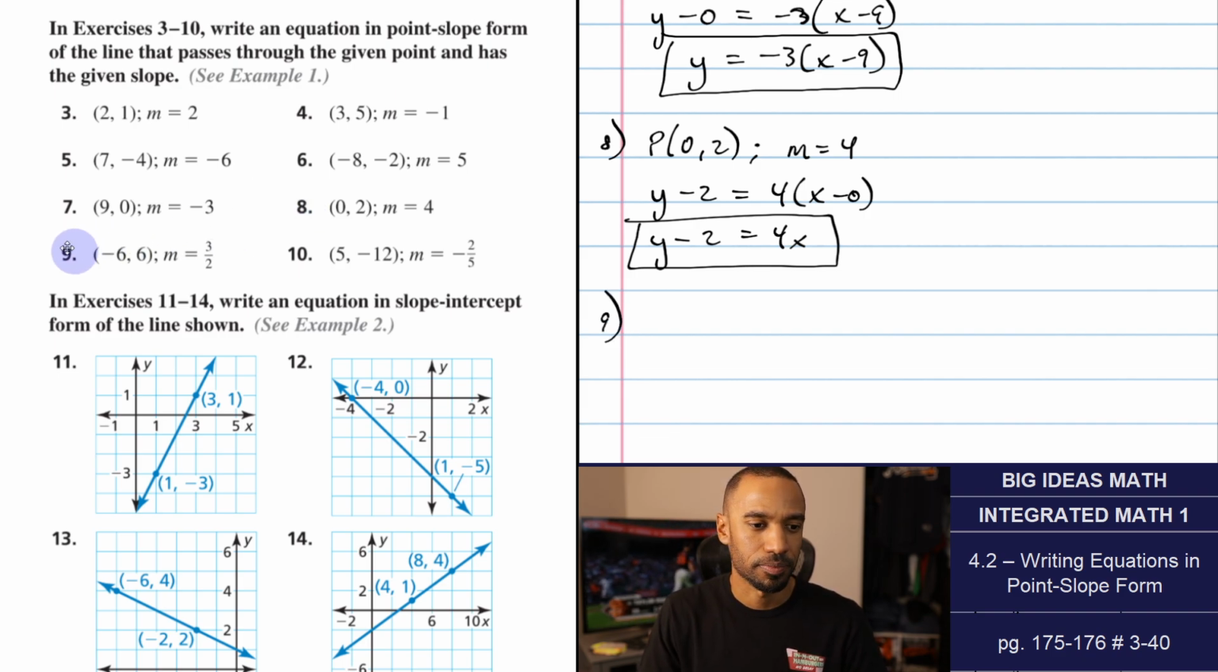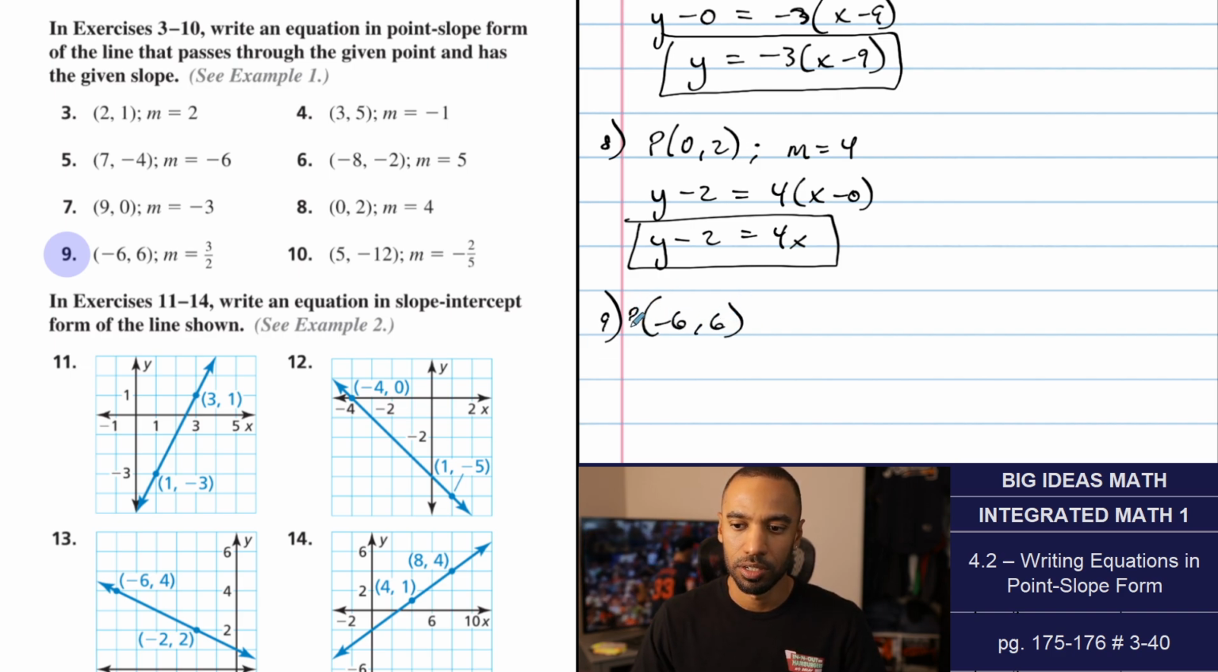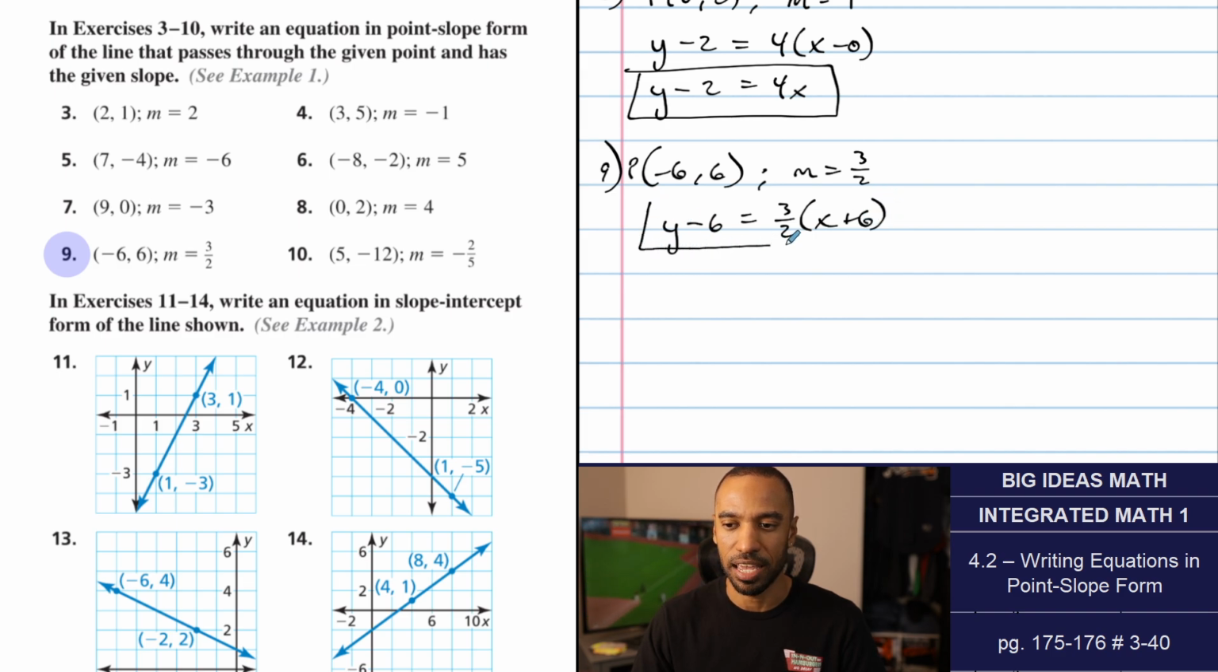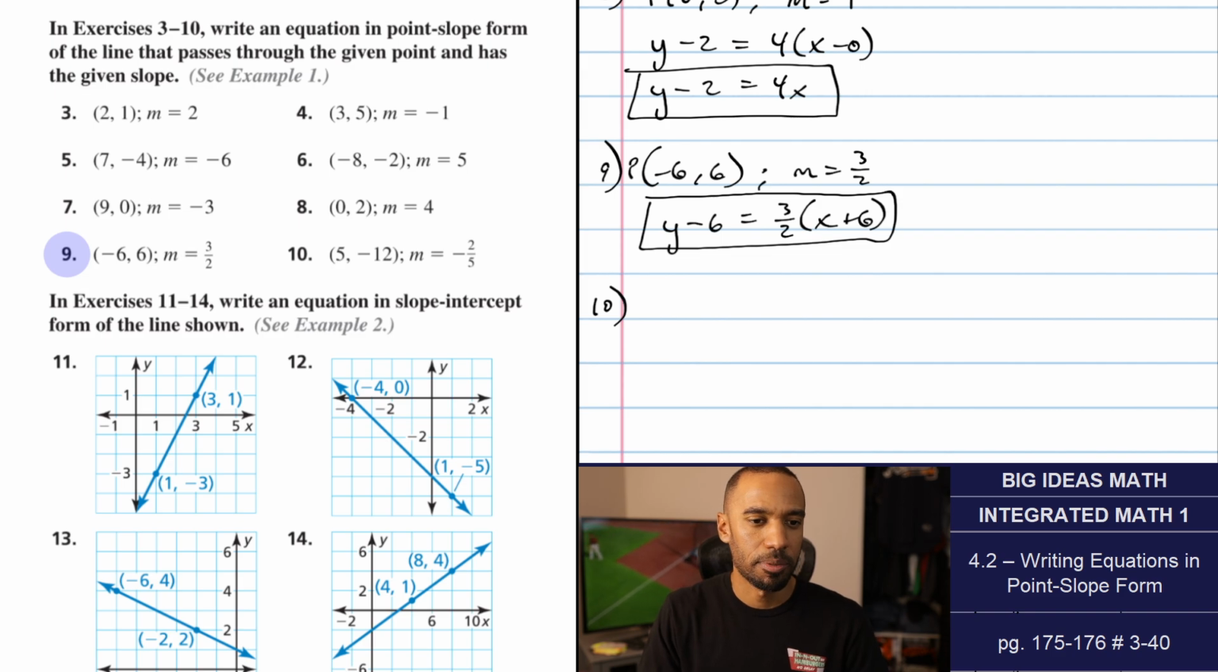Number 9, negative 6, 6. This time, let's do it straight into the answer from here. Oops, that's our point. M is 3 halves. It's okay if it's a slope. If it's a fraction, I'm going to write y minus 6 equals m times x plus 6, right? We're subtracting the negative on that guy, so there's the form. And number 10, this time the 12 is negative for y sub 1.